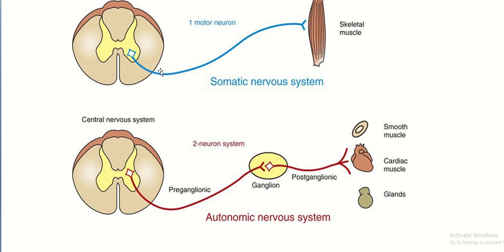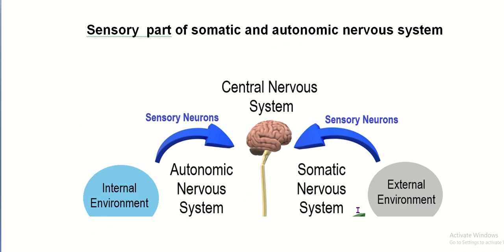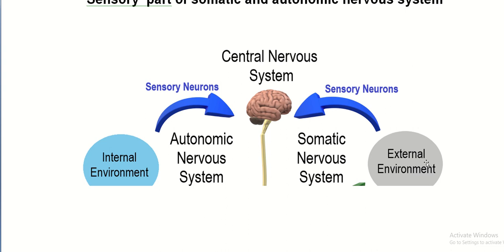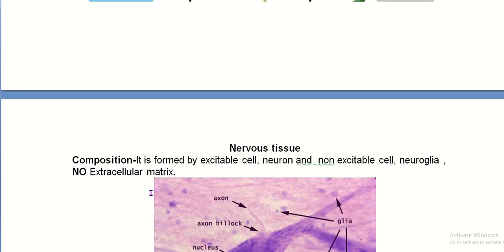So, this is the somatic nervous system, which innervates skeletal muscle. This is the autonomic nervous system, which innervates smooth muscle cells, cardiac muscle cells, and glands. The somatic nervous system collects sensory information from the external world. The autonomic nervous system collects sensory information from the internal environment of the body.